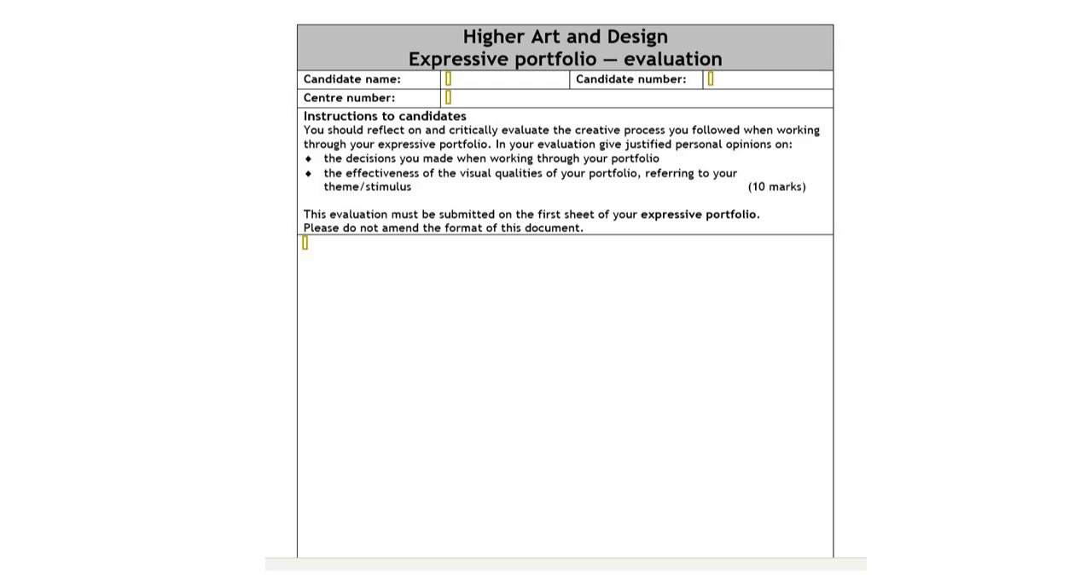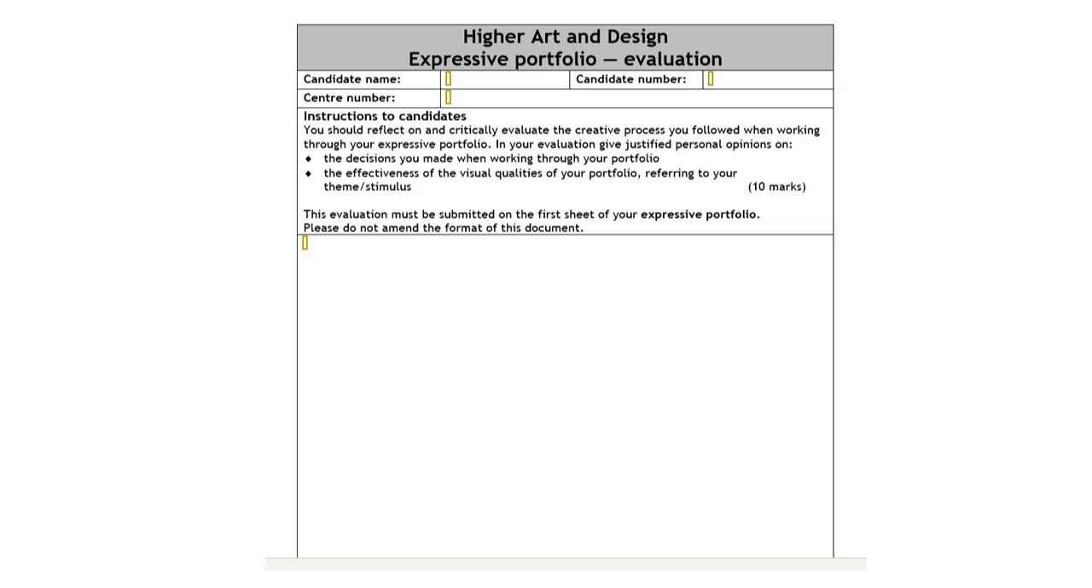Okay, so if we look at the template first, then it asks you to critically evaluate the creative process you followed when working through your expressive portfolio. So that means that they're looking for a balanced point of view throughout the evaluation. Okay, so it's not to be too positive or too negative. They want you to structure your answer sensibly. You can use a point evidence explanation structure if you want. You can bullet point everything if you want, or you can just write in paragraphs. It's totally up to you.